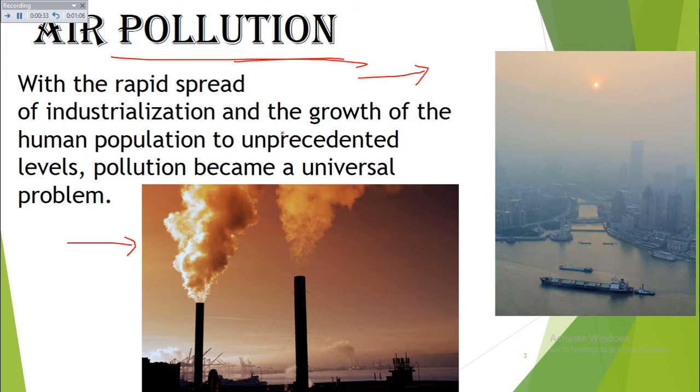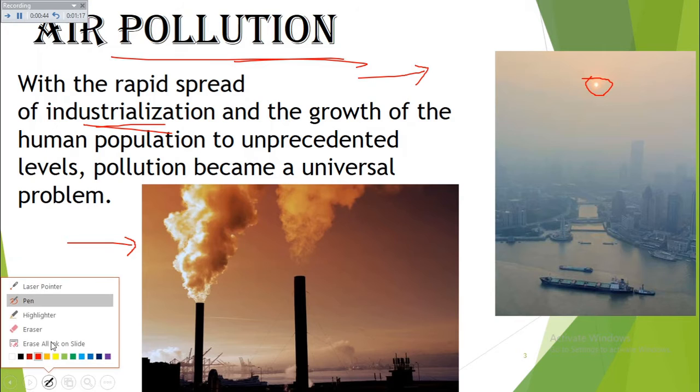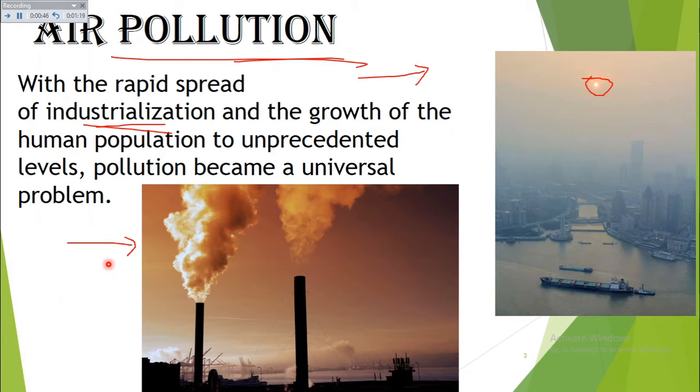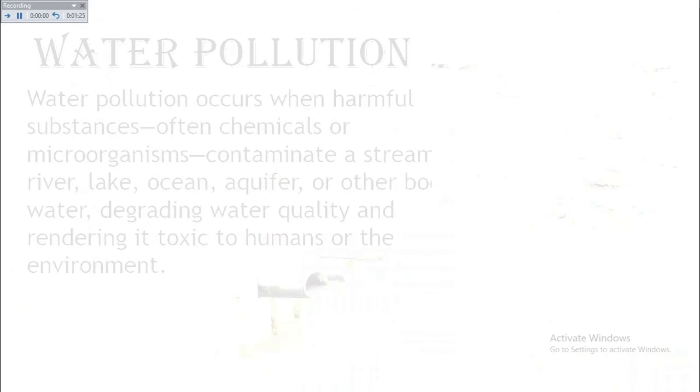So if I want to talk about air pollution, I want to talk about industrialization, I want to talk about how small the sun looks, all that can be highlighted by using this pen. When I'm done with the pen, I can go back and put my laser pointer on, which is what will be visible. So then I move on to the next slide by scrolling.